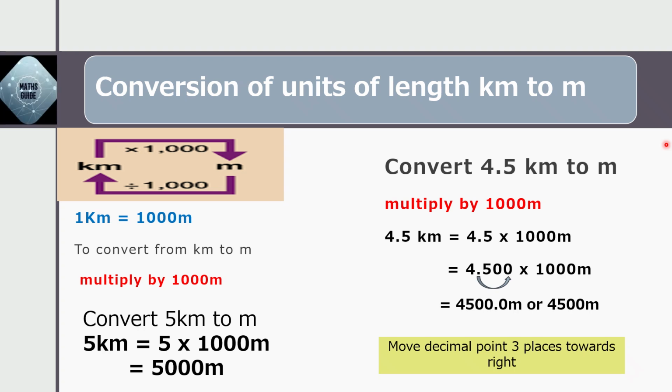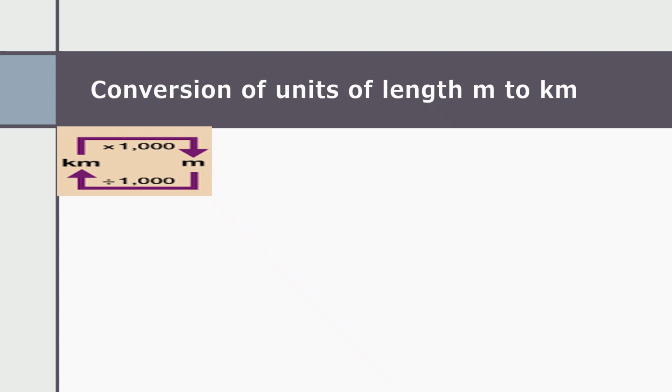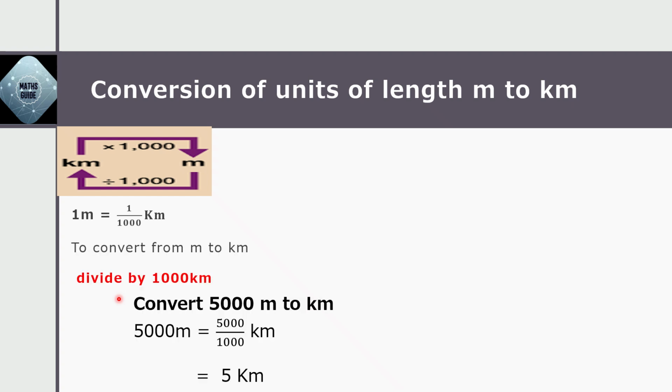Now this time let's convert the unit of length from meter to kilometer. Now look at this figure. To move from meter to kilometer, as meter is a smaller unit and I have already told you to move from smaller to bigger unit we will divide. So this time we will divide the value in meter by 1000 to get to the kilometers. Look at this example. Convert 5000 meter to kilometer. We will divide 5000 by 1000 to get the value in kilometer, and that is 5 kilometer.